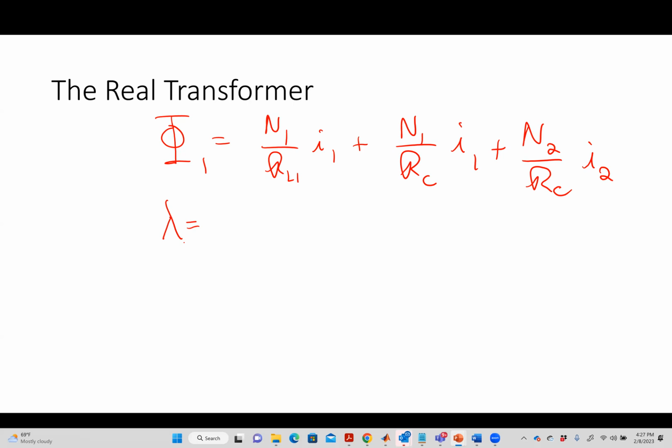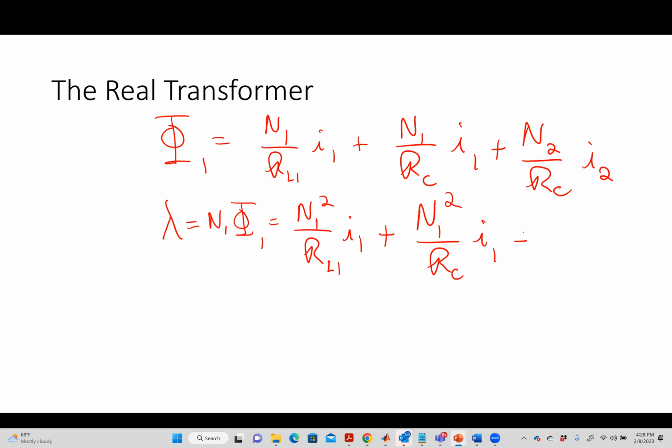So how do I get to that? This lambda is a what? How do I write this? N times phi, and it's specifically N1 times phi 1, right? So it becomes N1 squared over a reluctance plus N1 squared over a reluctance times I1 plus N2 over the reluctance of the core times N1 over I2.